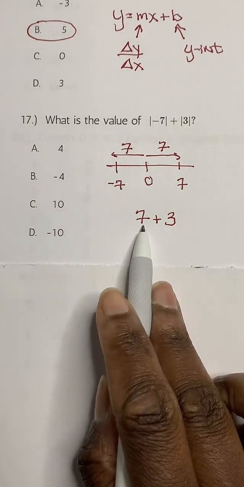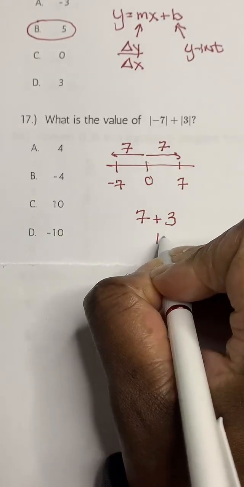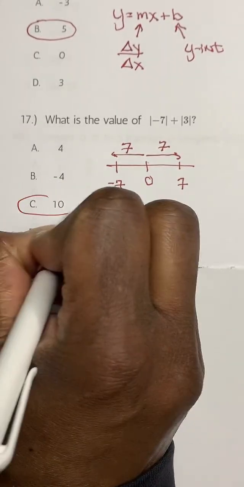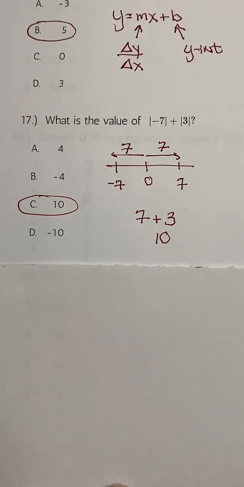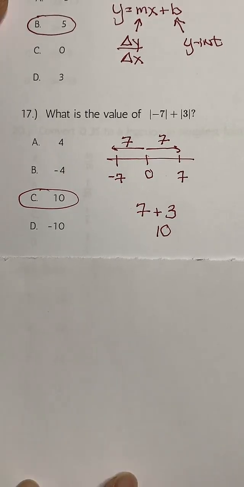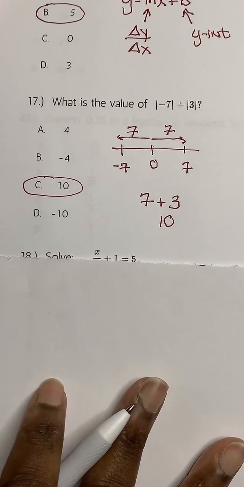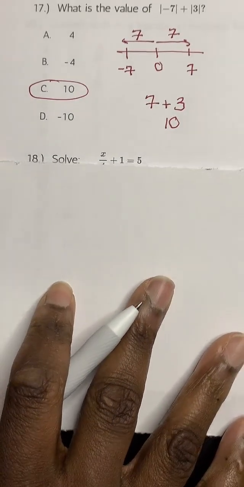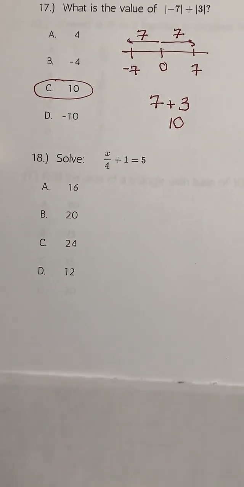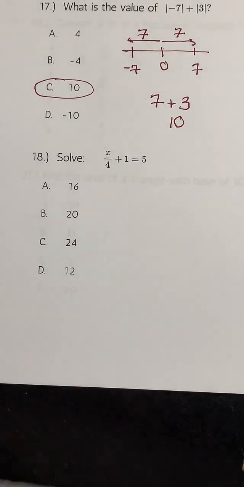So that means we have 7 plus 3, and 7 plus 3 gives me 10. My answer is C. All right, here we go. So that's why absolute values are always positive, because it is your distance away from 0. So now let's take a look at the next one.